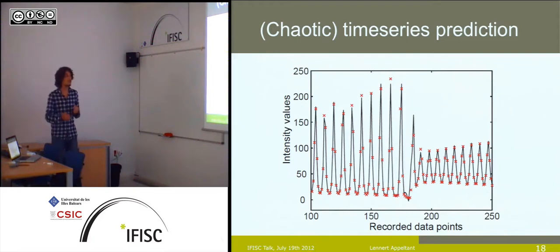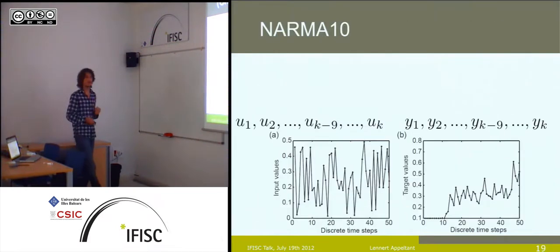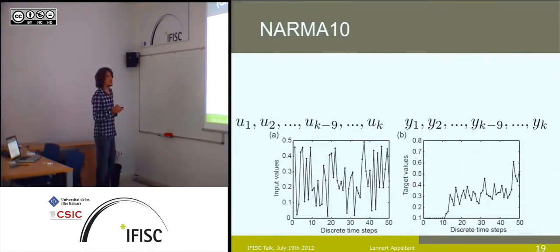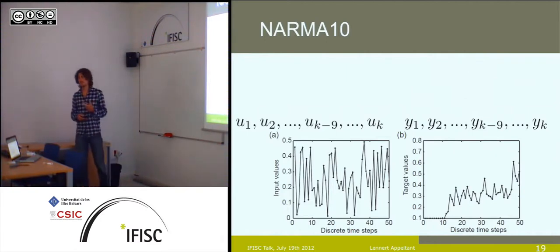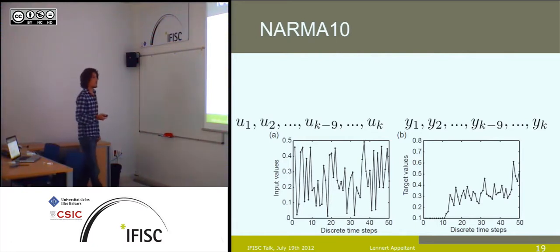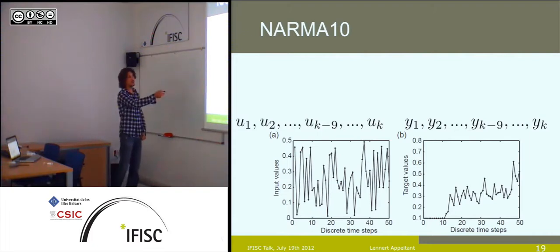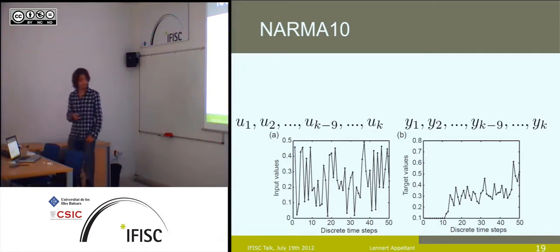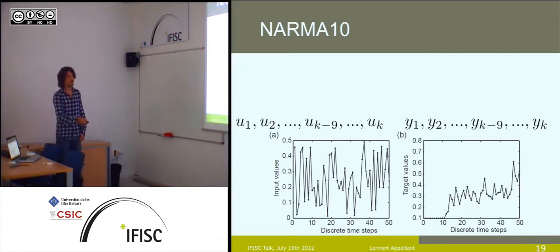The idea is we give you a certain number of steps, you predict the next step. And finally, the last benchmark task that I would like to introduce is the NARMA 10 benchmark task. This is a nonlinear systems modeling task. On the left here is the input, the u, which is just random noise, numbers drawn from a uniform distribution. And on the right, we have our target trace, what we would like to map the input on.